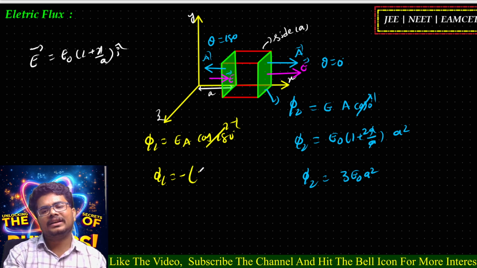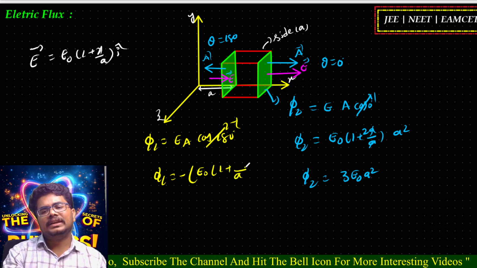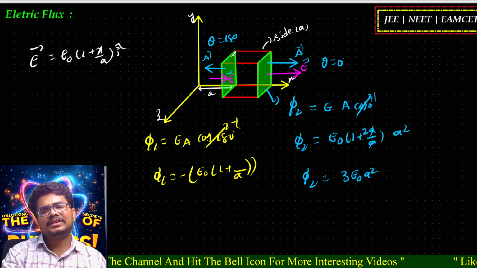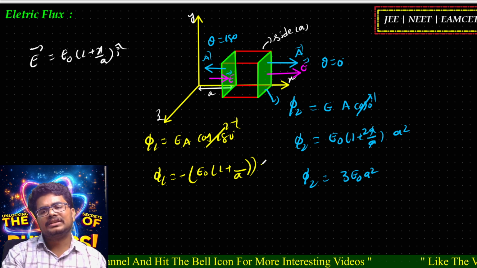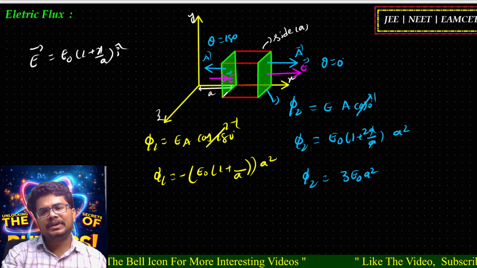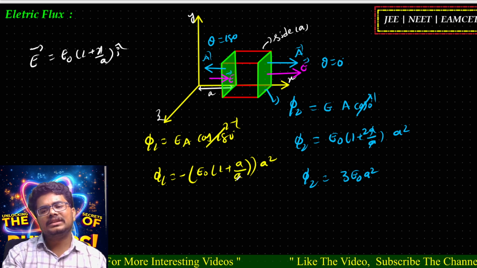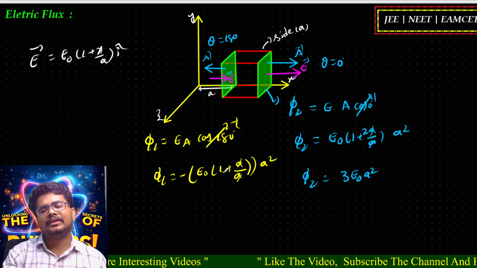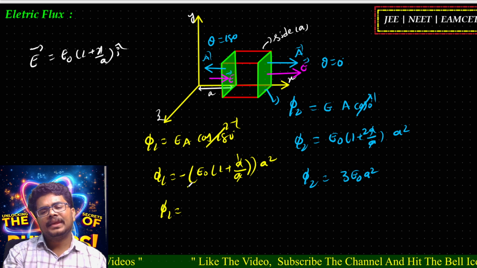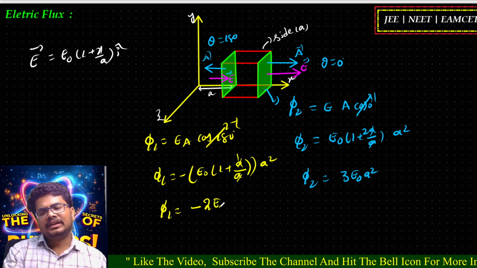E value is E naught into (1 plus x by a) into the area, which is a square. But in the place of x we did not substitute anything. This face is maintained at a distance a from the origin, so substitute a here. This a cancels, 1 is left, and 1 plus 1 is 2. Therefore flux at 1 equals minus 2 E naught a square, sir.